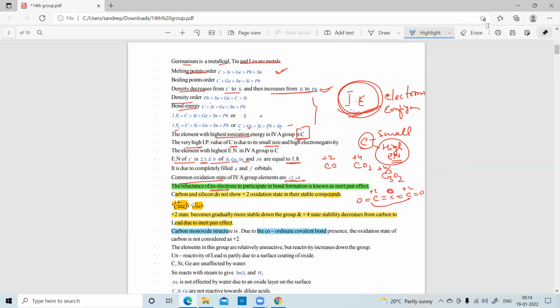The elements in the group are relatively unreactive, but reactivity increases down the group, as we know. Lead is less reactive due to a surface coating of oxide. On the lead surface, a coating of lead oxide is formed, and that's why lead is less reactive.